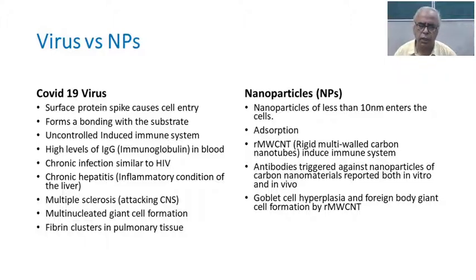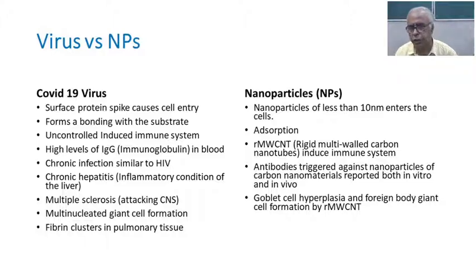Nanoparticles of less than 10 nanometer can easily enter into the cell. They can get absorbed, and particularly, research studies have shown rigid multi-walled carbon nanotubes can induce the immune system, so that antibodies are triggered against the nanoparticles of carbon materials. And it has been reported in vitro as well as in vivo.